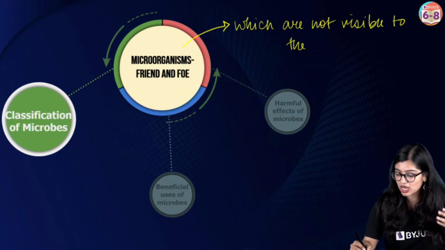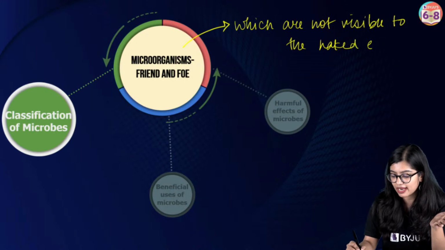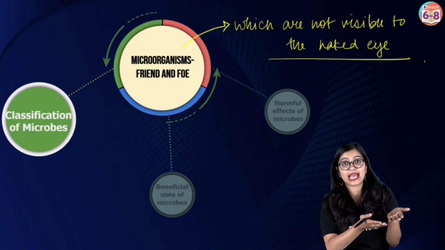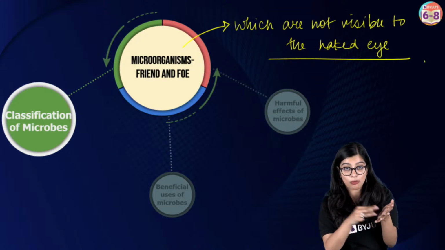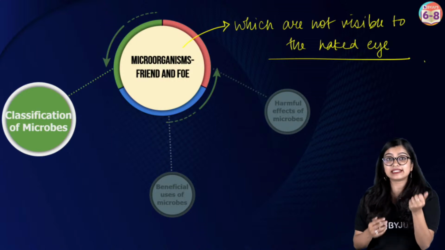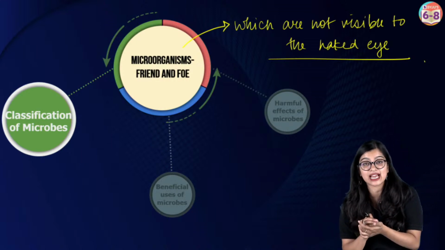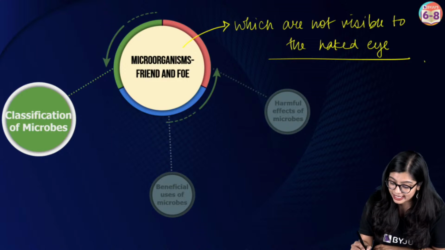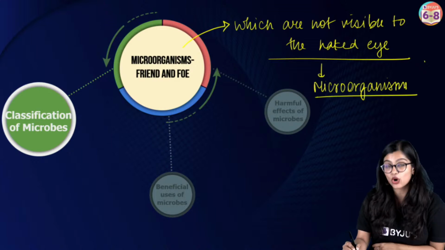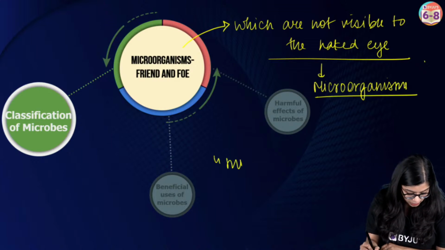That means if I just look at the palm of my hand, right, what will I see? I will just see my palm. I won't see anything else. Yes? But if I bring in a microscope, if I bring in an instrument and if I zoom closely into it, I will see that there will be many tiny organisms, right? So these tiny organisms is what we call as microorganisms. Yes? So micro means we require a microscope.